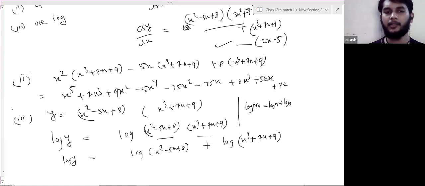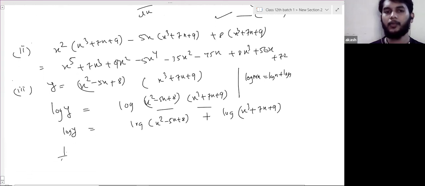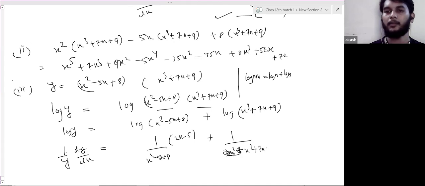Now we can differentiate this very easily. This is 1 upon y dy by dx equals, this is 1 upon x square minus 5x plus 8, and the differentiation of this is 2x minus 5, plus 1 upon x cube plus 7x plus 9 into 3x square plus 7. Take LCM and so on, you will get the same answer.